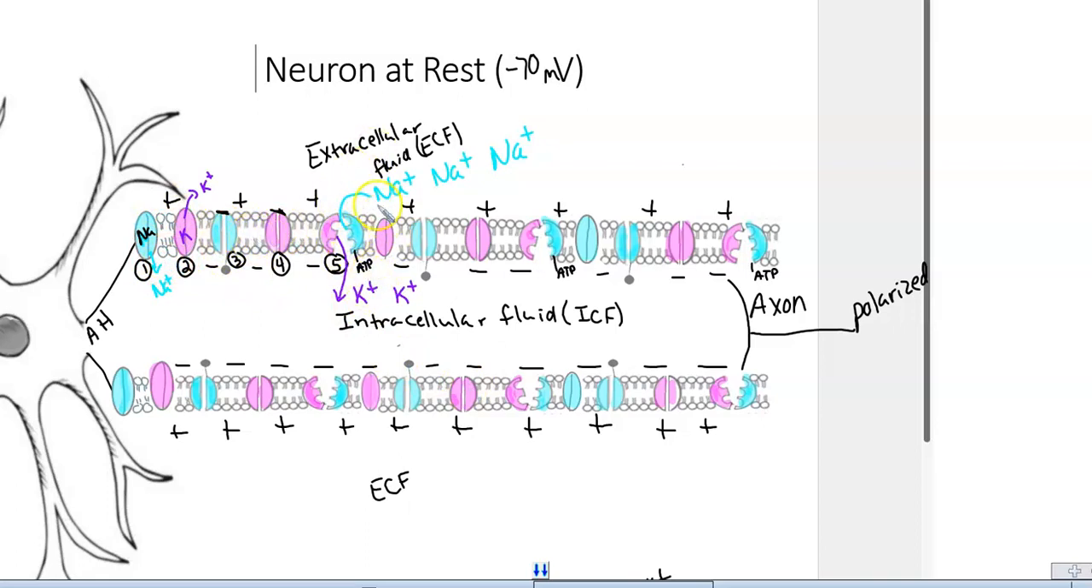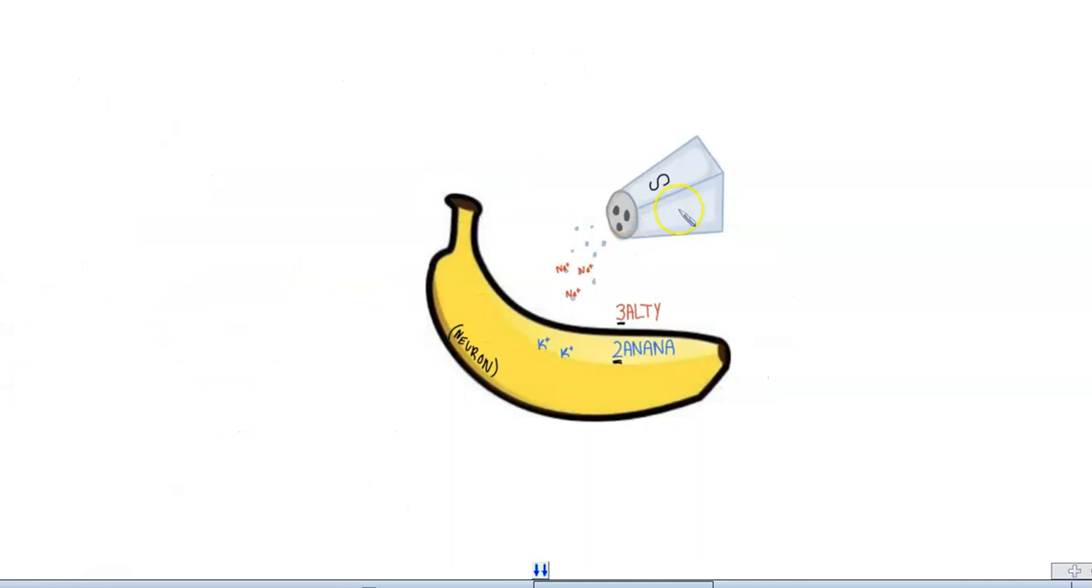There is a way to help you remember the way things are pumping, and this is important. They say salty banana. Maybe you know that this is inside the neuron, so inside the intracellular fluid. Bananas are made of potassium and salt is made of sodium. So 3 of those are going out and 2 going in. If you can remember salty banana, salt, Na, on the outside, and K on the inside, that is making it polarized.